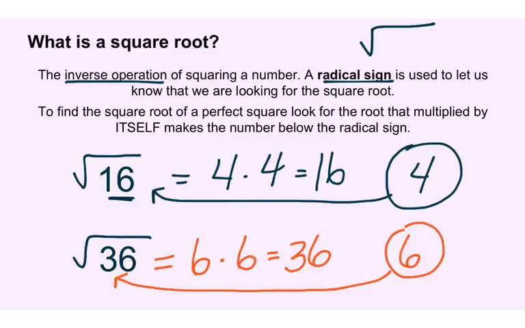Pretty simple for perfect squares, especially the ones that you know, which are like 2, 3, 4, 5, 6. They're easy to find, the square root. But we're actually going to talk tomorrow about finding square roots of non-perfect squares also, which can be done.